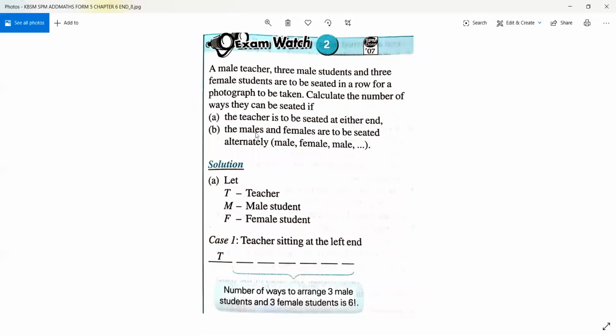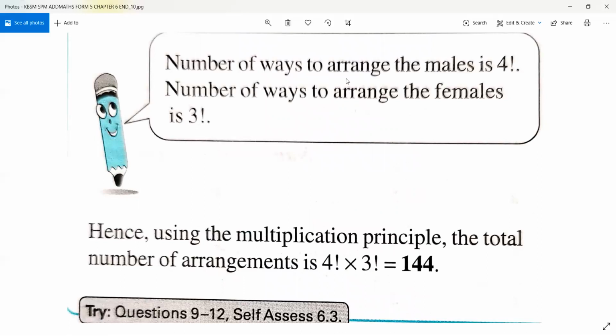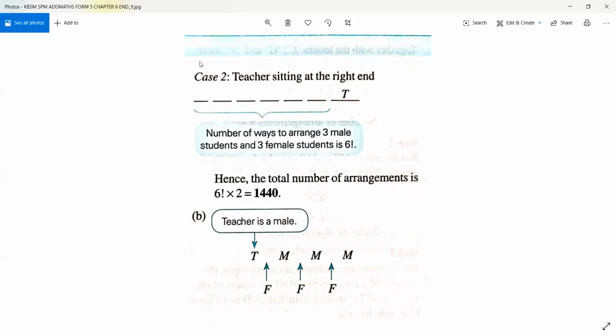B, the males and females are to be seated alternately. So if the teacher is a male, right? Okay, so T, F, M, F, M, F, M. So the number of ways to arrange the males is 4 factorial. The number of ways to arrange the females is 3 factorial. So if you use multiplication principle, so it's 4 factorial times 3 factorial. So we have 144. Okay, because the teacher is male teacher written here, so that's why arrangement should be T, F, M, F, M, F, M. Okay.